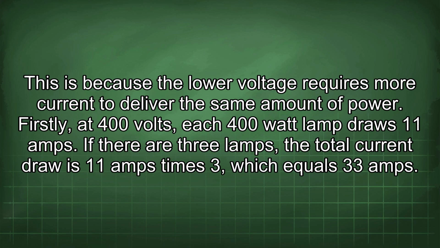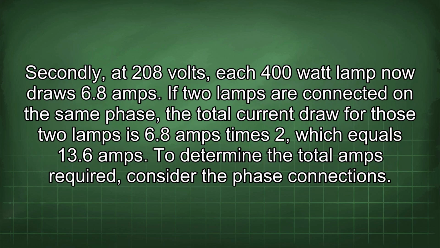Firstly, at 400 volts, each 400 watt lamp draws 11 amps. If there are 3 lamps, the total current draw is 11 amps times 3, which equals 33 amps. Secondly, at 208 volts, each 400 watt lamp now draws 6.8 amps. If 2 lamps are connected in the same phase, the total current draw for those 2 lamps is 6.8 amps times 2, which equals 13.6 amps.